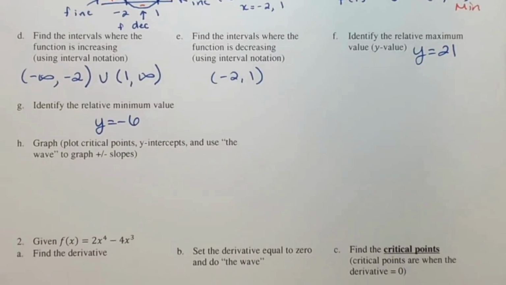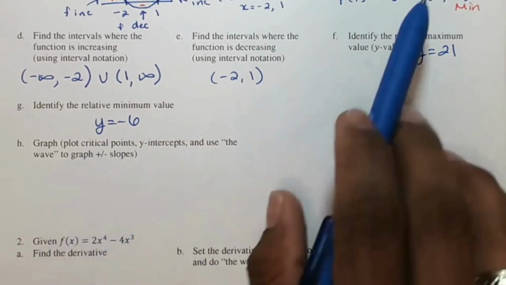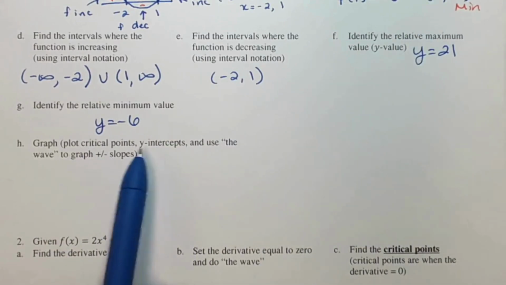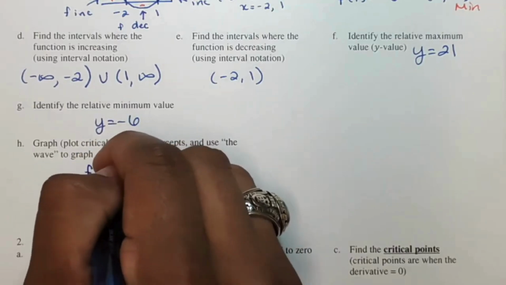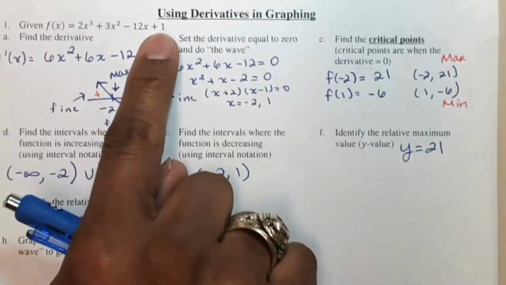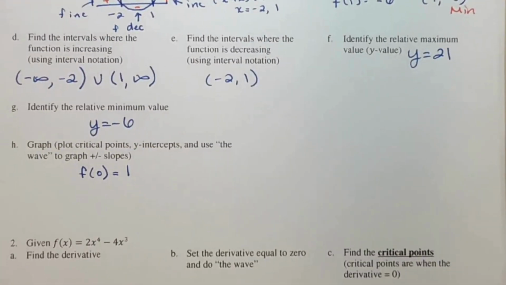So what I'm going to do here is graph all this information on one graph. I'm going to plot the critical points, my maximum and minimum. I'm going to do a y-intercept. Hey, I haven't talked about that yet. The y-intercept is where, on the original function, x is 0. If you plug 0 into our original function, you're left with 1. So our y-intercept is (0, 1).